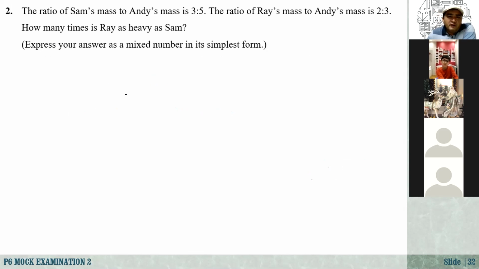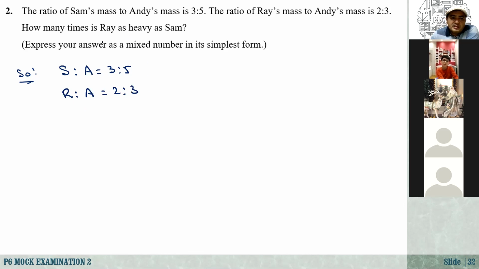The ratio of Sam's mass to Andy's mass is 3 to 5. Usually in this kind of question, we can just do like this. Ratio of Sam's and Andy's, right? So it is S, the first letter of Sam, and A for Andy, that is 3 to 5. The ratio of Ray's mass to Andy's mass is 2 to 3.